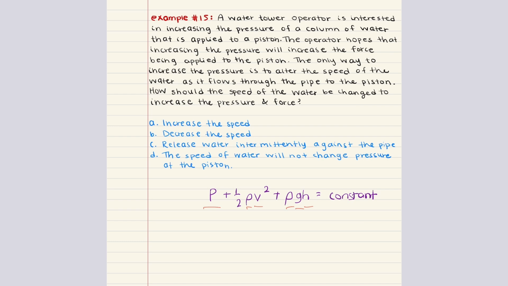All right, and we can just fall back to our equation of force and pressure. Pressure is equal to force divided by area, or if you were to rearrange this, force is equal to pressure multiplied by area. So since the operator is trying to increase the force applied to the piston, and force depends on pressure, increasing the pressure on the piston will increase the force. And like we said, to increase pressure, the water flow has to be slower. So there needs to be a decrease in the speed. And that means that the correct answer for problem 15 is going to be answer choice B.